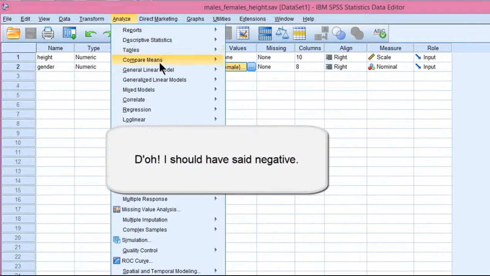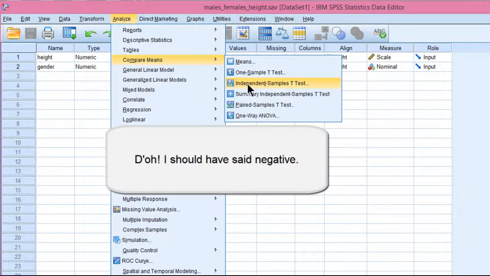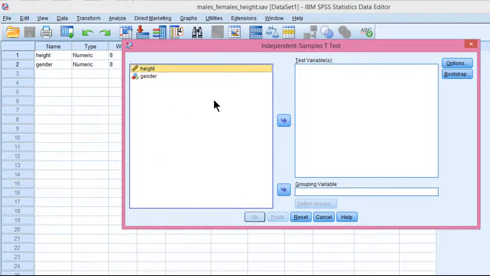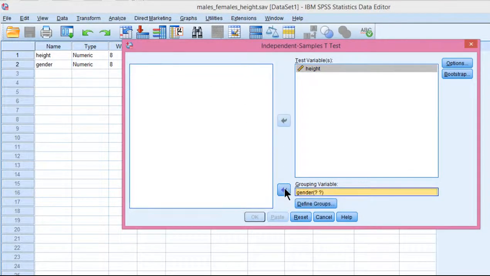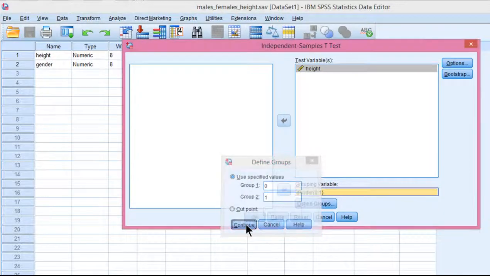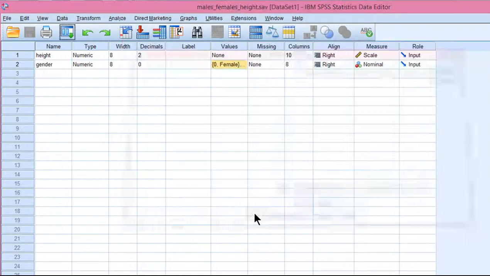Let's go into Analyze, Compare Means, Independent Samples t-test. I've already got height in here and gender because I've already done this analysis, but it would look like this. Height, test variables, gender, grouping variable, and now I have to define the groups. I have to put a 0 and a 1 because that's what I used. If I put a 1 and a 2, it'll break down. SPSS will say something's wrong. So I have to put the numbers that I've actually used to code the two different groups. Click Continue and click OK.